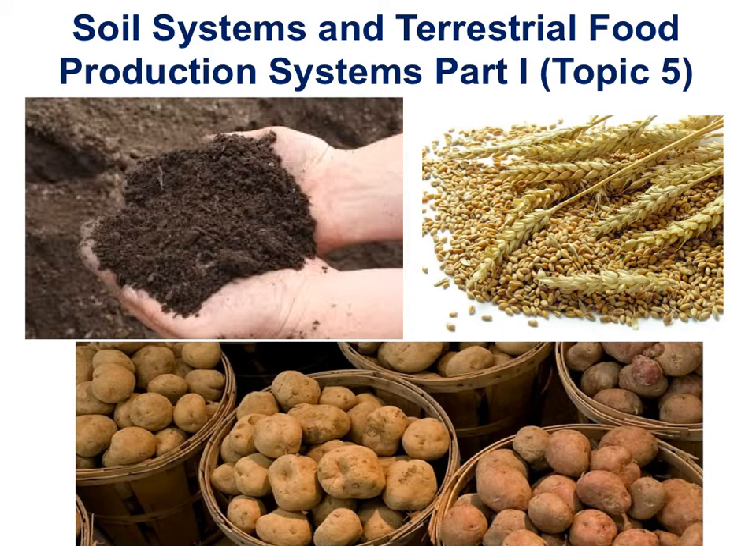IB ESS, Soil Systems and Terrestrial Food Production Systems, Part 1, will examine the fundamentals of soil as an ecosystem: inputs, outputs, transfers, and transformations. Secondly, this movie will look at soil structure, particularly the nature of soil as a mixture of sand, silt, clay, and organic matter.